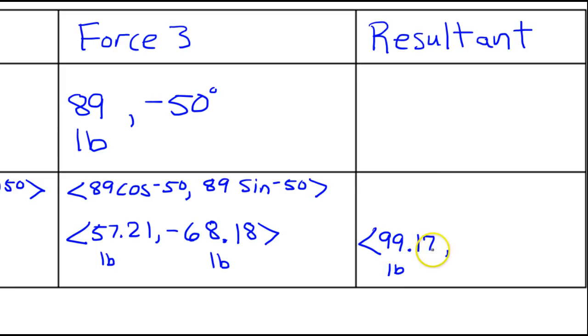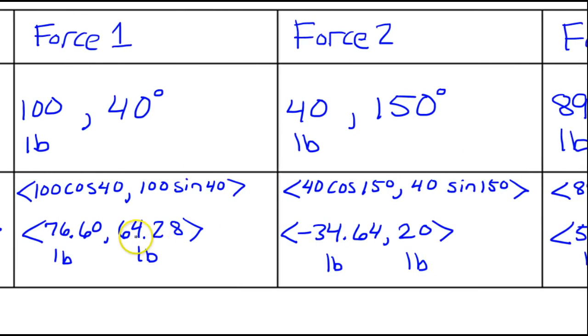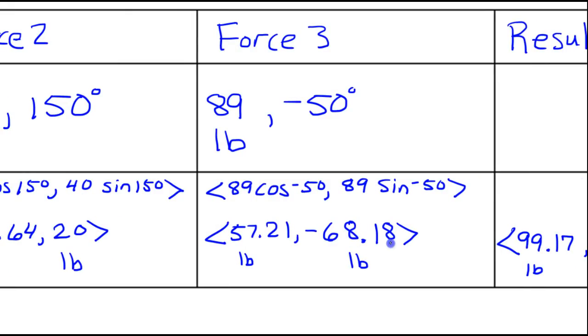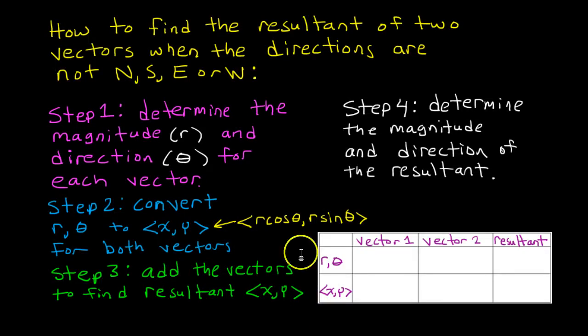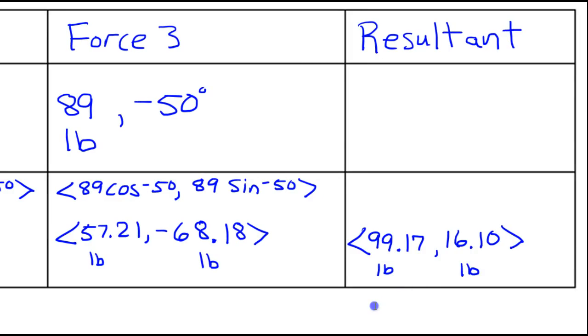I'm getting 99.17 pounds. For the vertical component, I will similarly add all of the vertical components. So 64.28 plus 20 plus negative 68.18. I'm getting 16.10 pounds. So we have now found the resultant vector in component form. That was step 3. Now it's time for step 4. Determine the magnitude and direction of the resultant. So I just need to look at this and find the magnitude and direction.